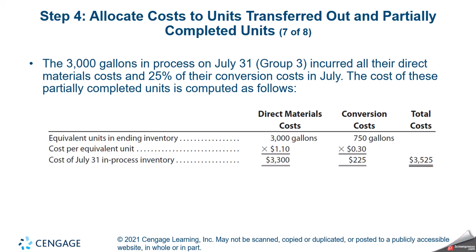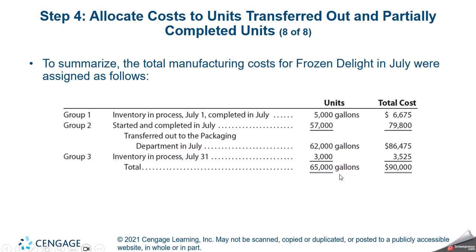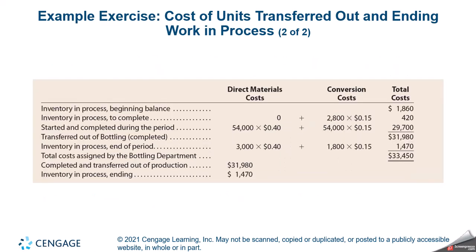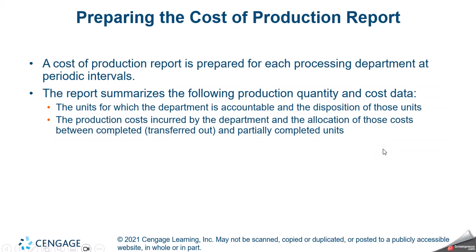So 3,000 times the 0.25 gives us the 750 gallons. So that's where that comes from. And then this was the rate that we calculated back on step 3, the 30 cents per gallon. So then that would be our total cost that is in our ending inventory. So again, we've got it mapped out from our beginning inventory, what was started and completed, and then what's left in our ending inventory. And then we've accounted for the whole $90,000. And again, I'll let you look at the examples on your own.